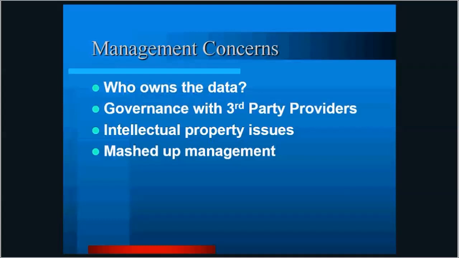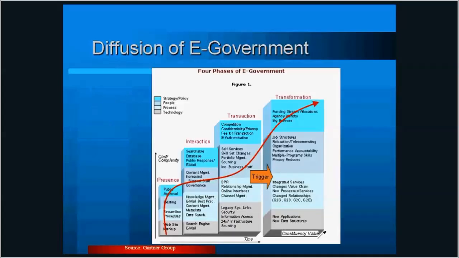This question about intellectual property, and then what we're calling now mashed up management, the notion that you can have outside groups that aren't even part of government make their own applications about activities within your local government as well. So these are all big things that local government leaders around the country are identifying as key issues.